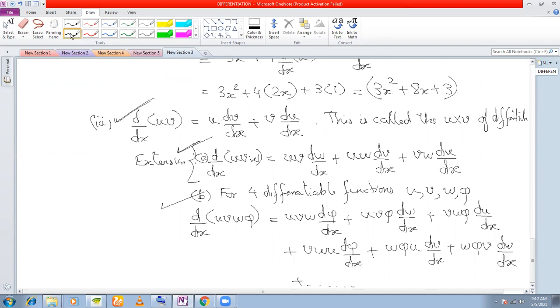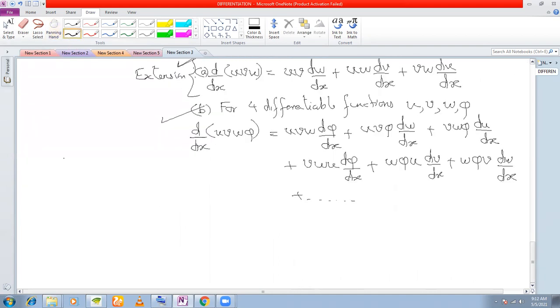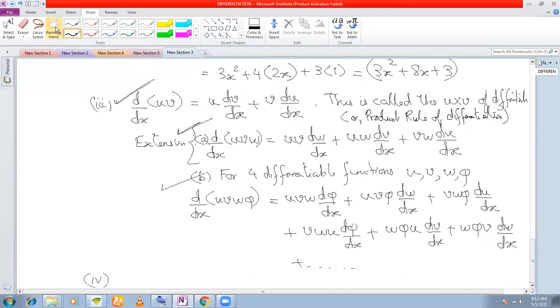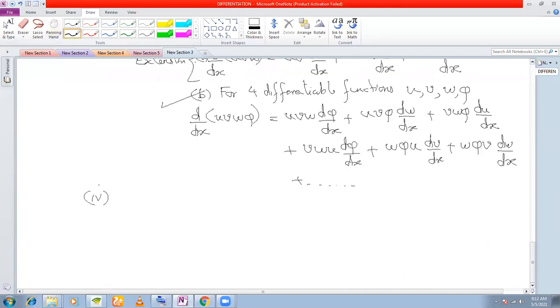You have your next result, which is the quotient rule. UV rule is also called the product rule of differentiation. And we now come to the quotient rule of differentiation, or U by V rule.